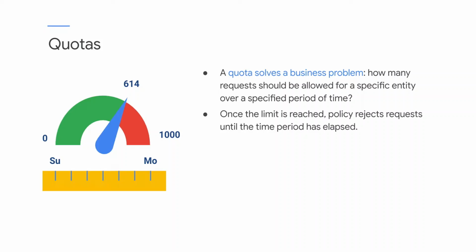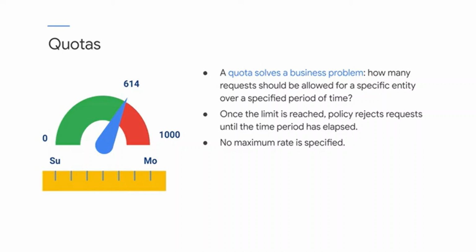If the quota limit has not been reached, the quota counter is incremented. If the quota has been reached, the quota policy is going to raise a fault to reject the request. Requests will be rejected until the time period has elapsed and the counter is set to zero.